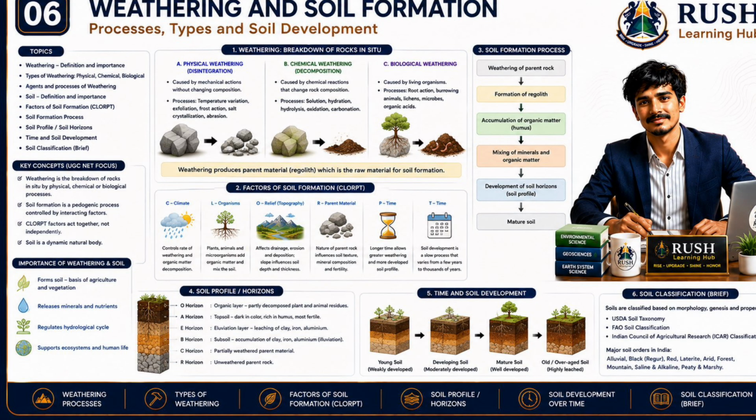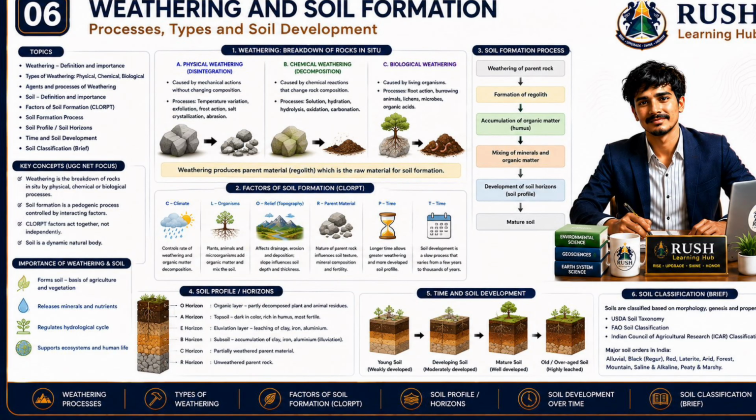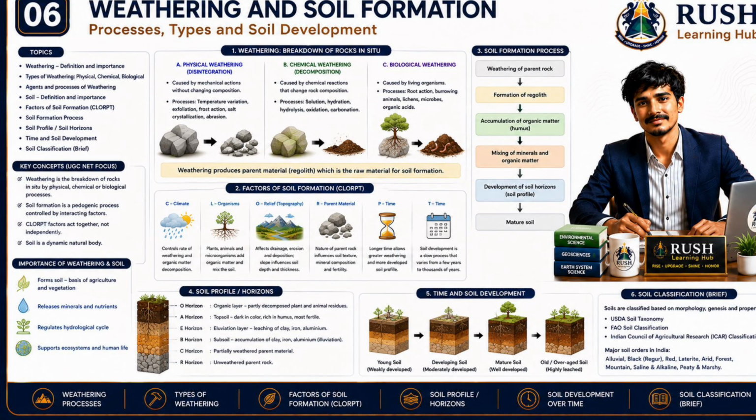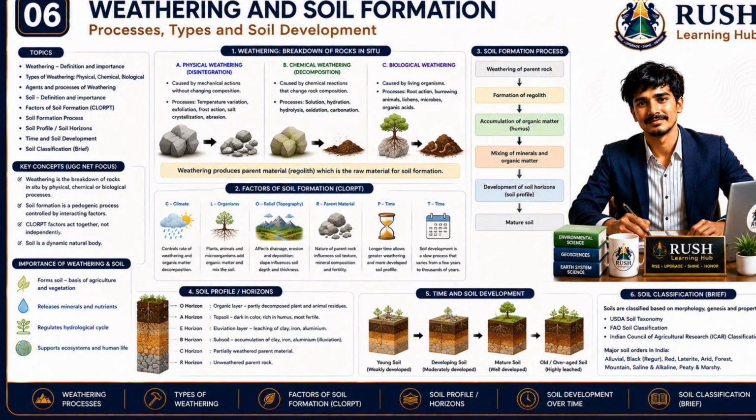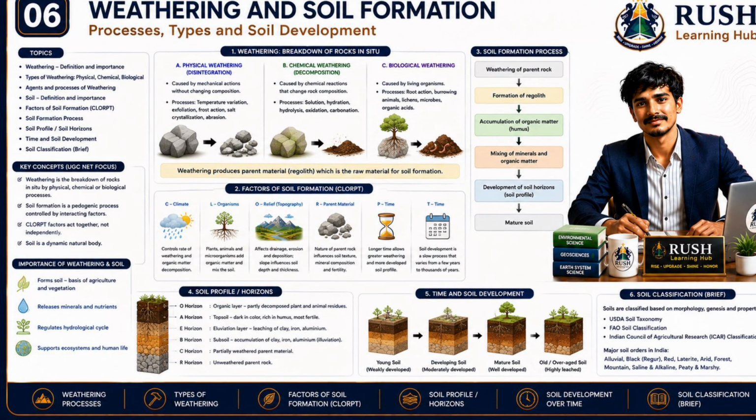Now let us discuss soil formation. Soil is a natural body consisting of minerals, organic matter, water, air, and living organisms capable of supporting plant growth. The process of soil formation is known as pedogenesis. Soil develops gradually through the interaction of climate, organisms, relief, parent material, and time. These five factors are collectively known as the CLORPT model.